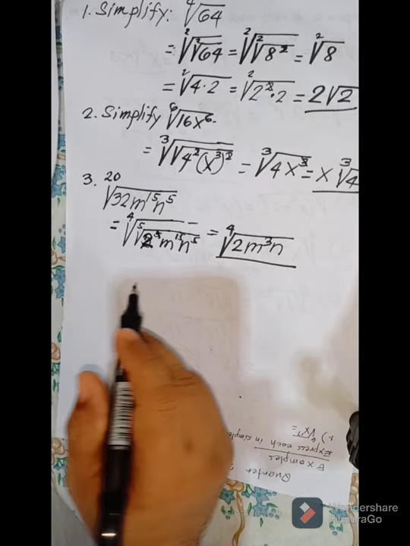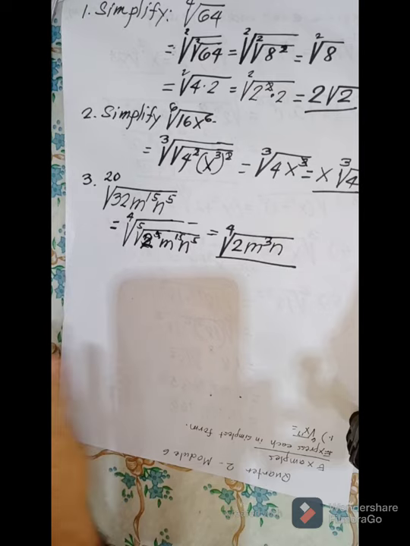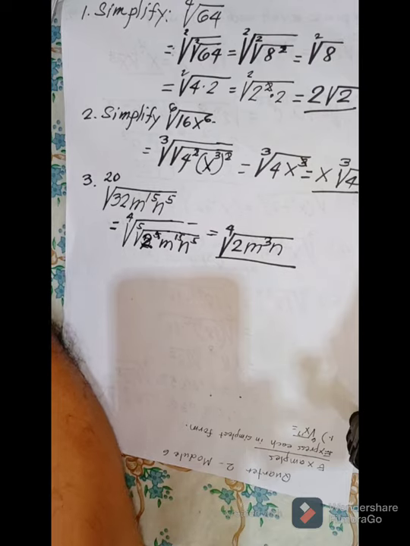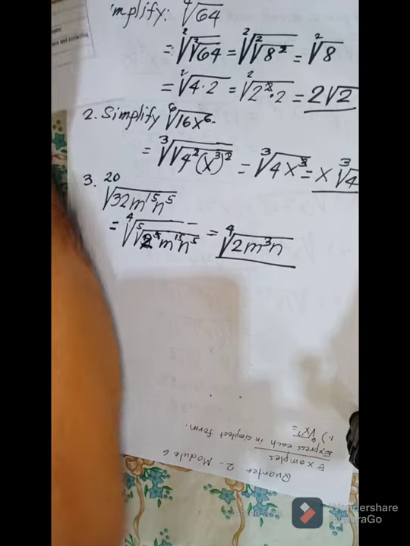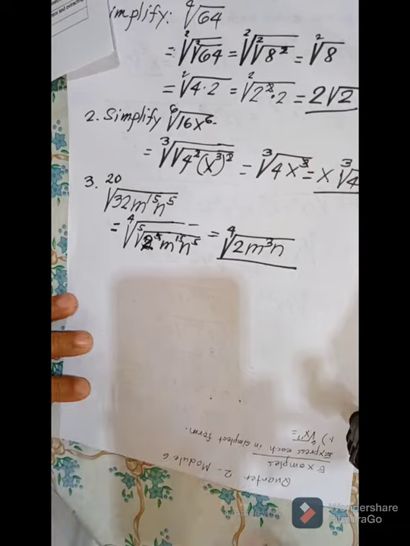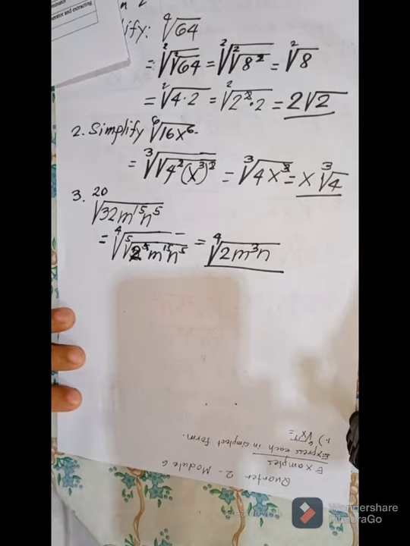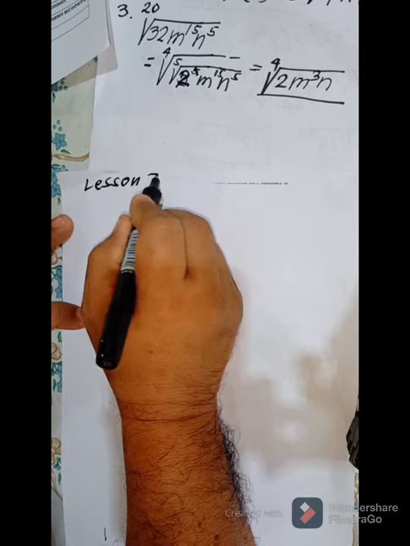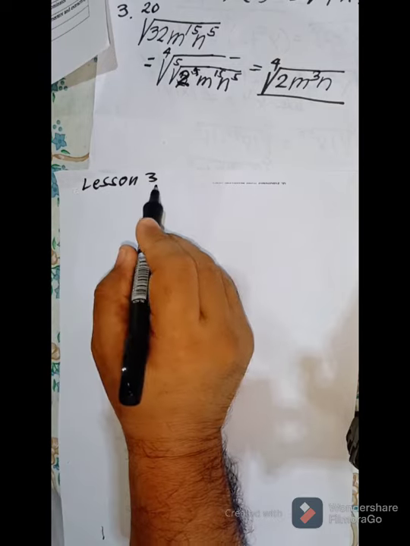Let's now proceed to lesson 3. Lesson 3 is on simplifying radicals by rationalizing the denominator. So this is our lesson 3.